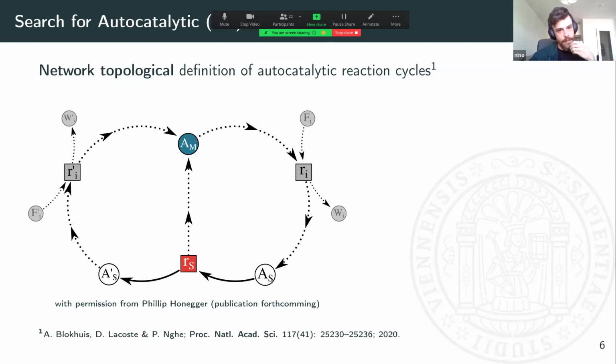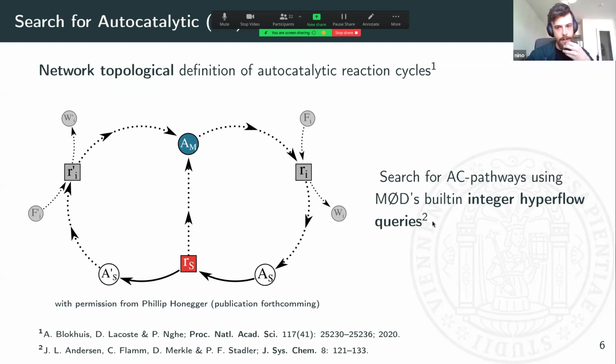You can either try to search directly for such a motif inside a chemical reaction space with a very nice tool that was written by Philipp Honecker, or you can use the built-in functionality of MØD that is called the integer hyperflow query, that allows you in general to search for pathways inside this chemical reaction hypergraph. And it also includes a way of finding pathways that are overall autocatalytic.